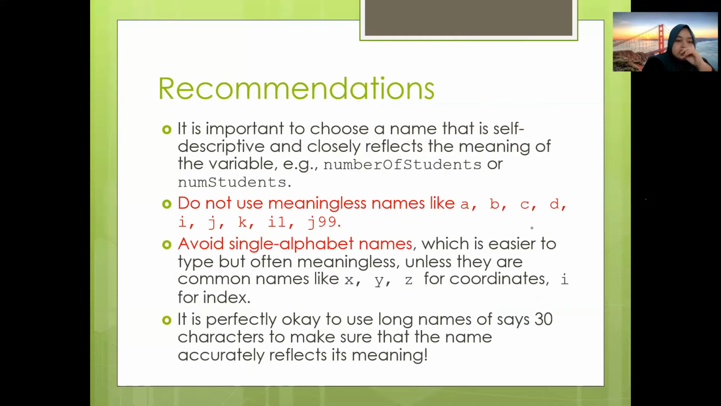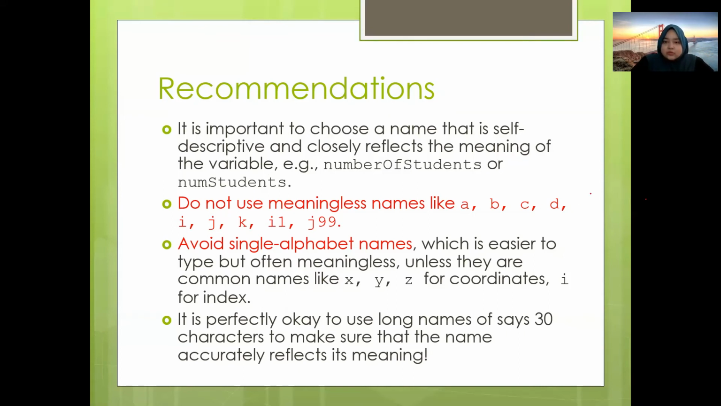Okay, so recommendation for the identifier says that it's important to choose a name that is self-descriptive and closely reflect the meaning of the variable. Example, number of student or num students. Tu maksud dia, kalau you nak bagi nama dekat variable, pastikan dia reflect apa yang you nak simpan. Okay, kalau you nak simpan pasal student, tulis variable identifier sebagai student. Kalau you nak simpan dia sebagai maximum number, so tulis dia sebagai max number. Tu maksud dia, reflect apa yang you nak simpan.